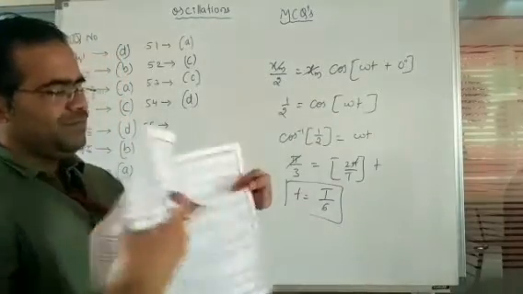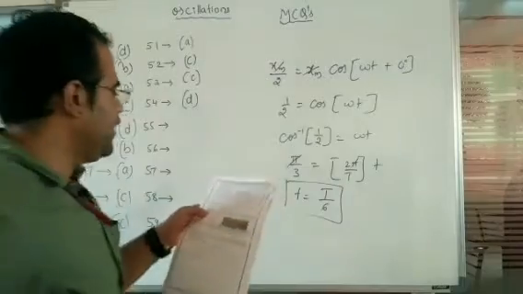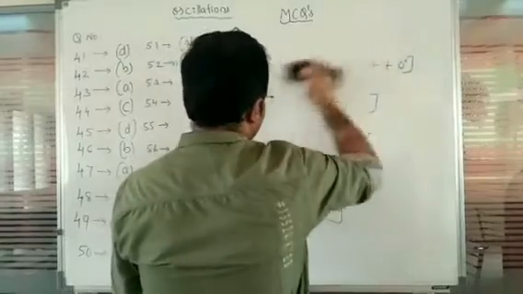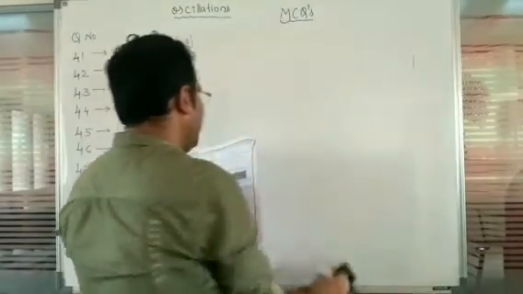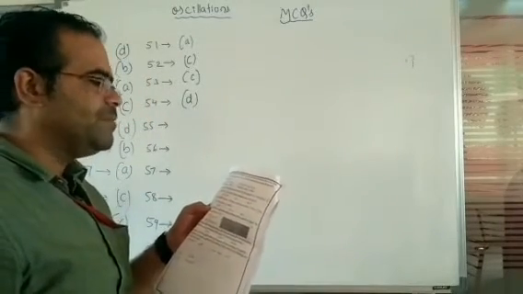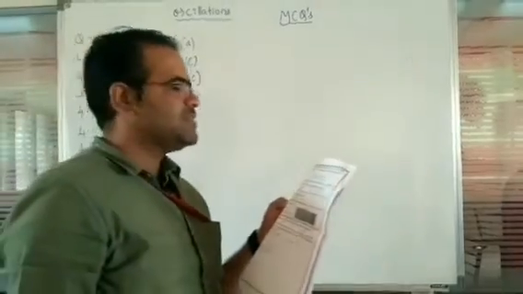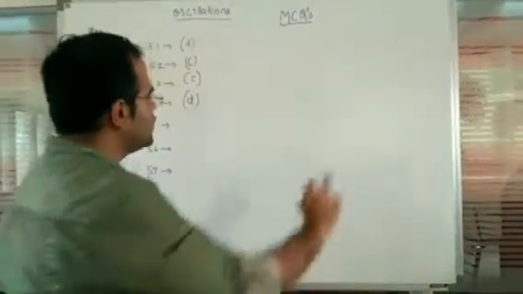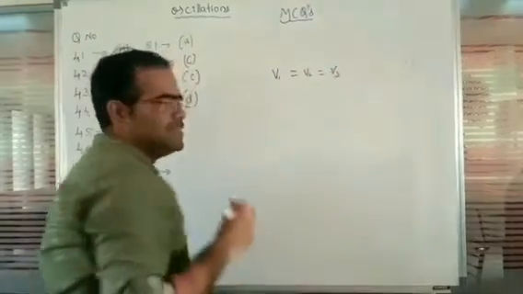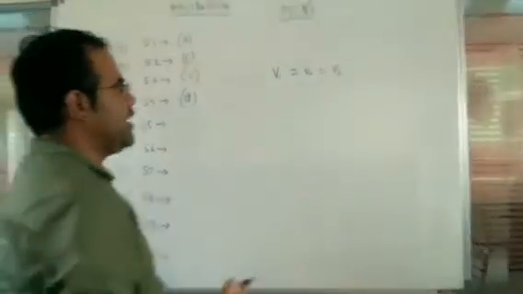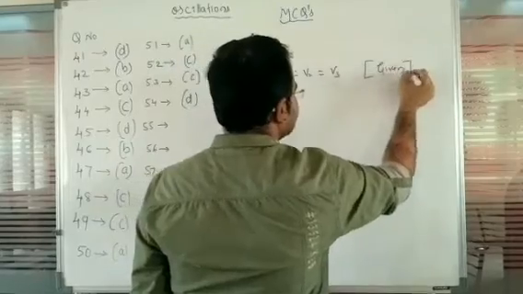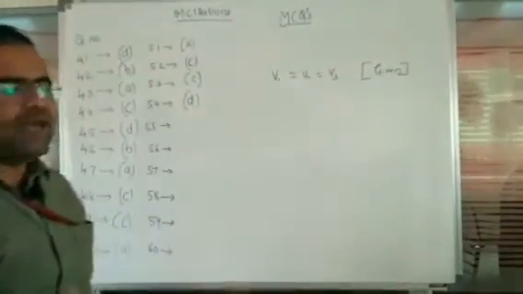Next, question number 55. The angular velocities of three bodies in SHM are given by omega 1, omega 2, omega 3 with their respective amplitudes A1, A2, A3. If all three bodies have the same mass and velocity, we can write V1 is equal to V2 is equal to V3. The given condition is that all the bodies have the same mass as well as velocity.